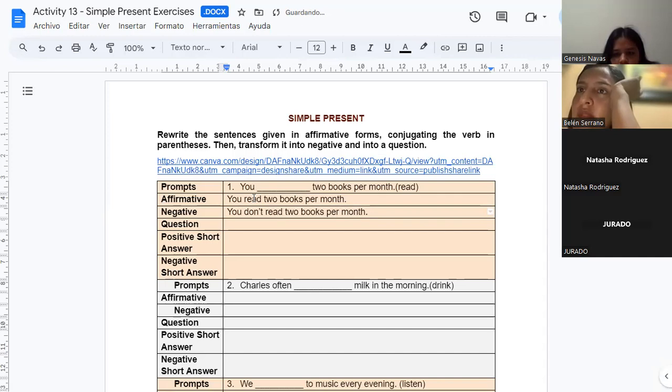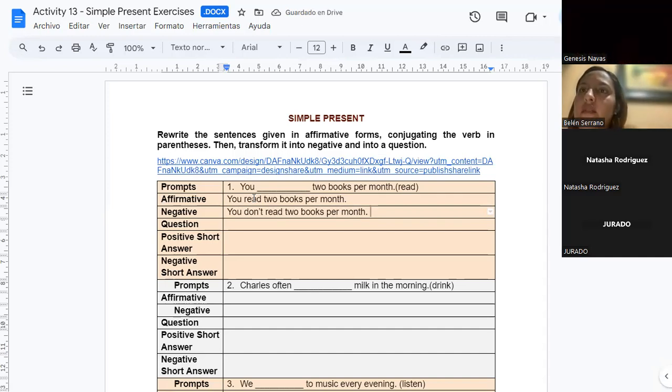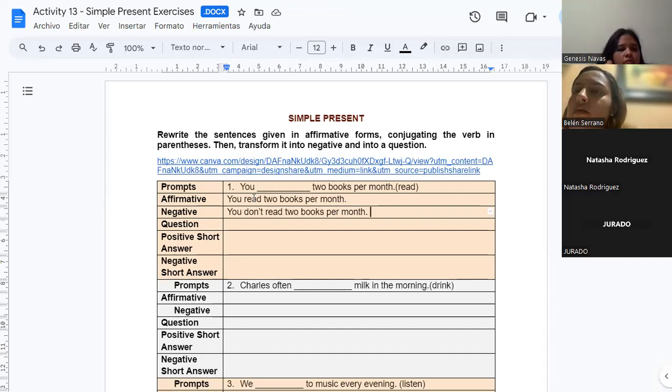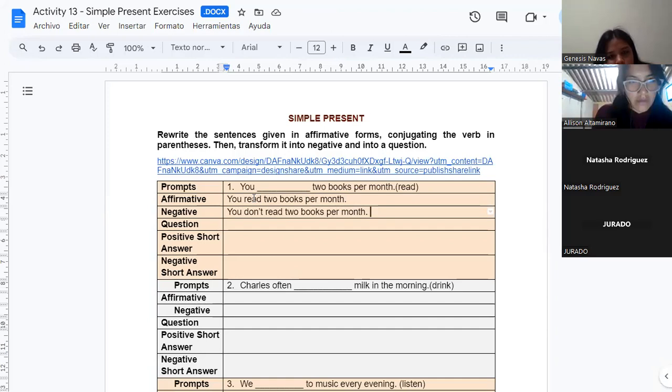Very good. Thank you. ¿Qué significa per month? Por mes. Por mes, very good. Remember, a month is January, February, March. All of those are months. Very good. Now, Genesis, can you please read the question, the positive and negative short answers?